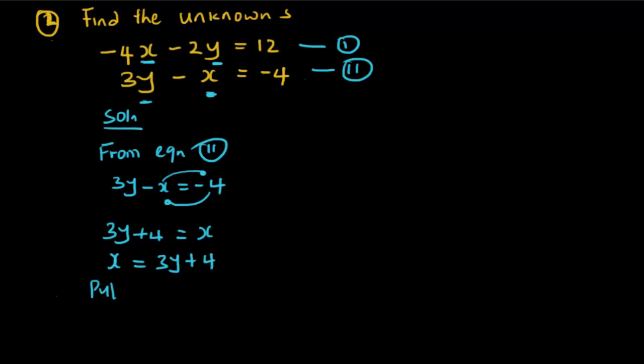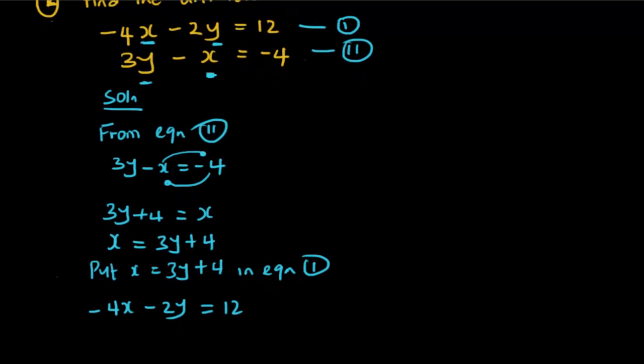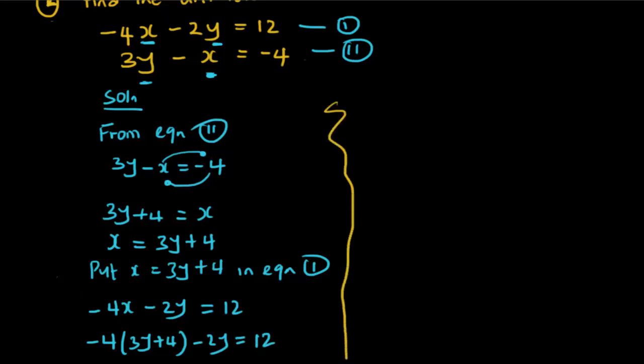Now the next step is to put x equals 3y plus 4 in equation 1. So equation 1 is minus 4x minus 2y equals 12. Anywhere I see x, I call it 3y plus 4. So I'll be having minus 4 into bracket 3y plus 4, close the bracket, minus 2y equals 12. Now I have to open the bracket. Let me do it here. So minus 4 times 3y will give me minus 12y. Minus 4 times plus 4 will give me minus 16. Then I have minus 2y equals 12.